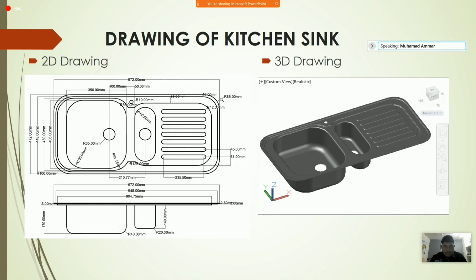My name is Mohamad. I will continue the presentation by showing the drawing of the kitchen sink. We can see on the left side of the screen there is a 2D drawing with all the dimensions given. The right side is a 3D drawing of the stainless steel sink. Both are drawn by AutoCAD.